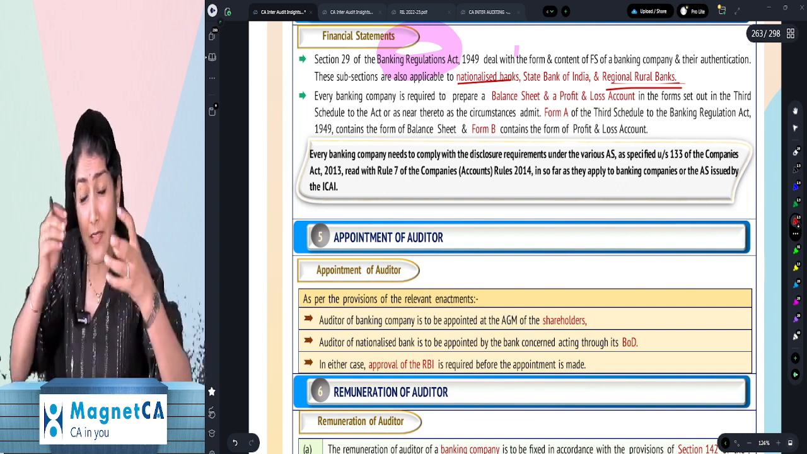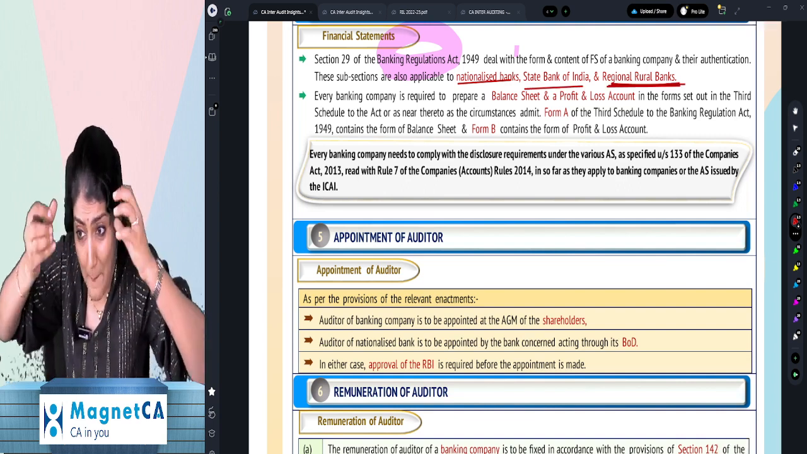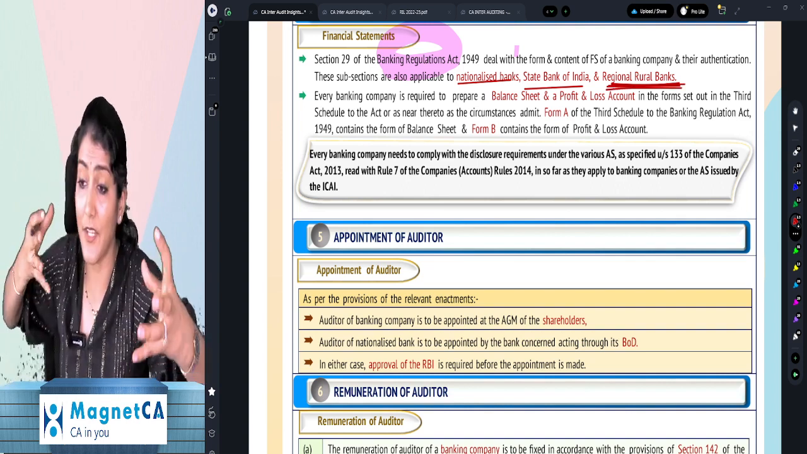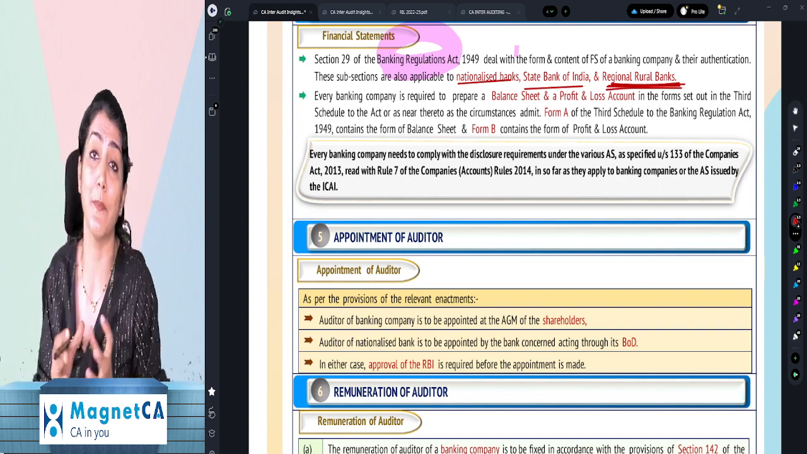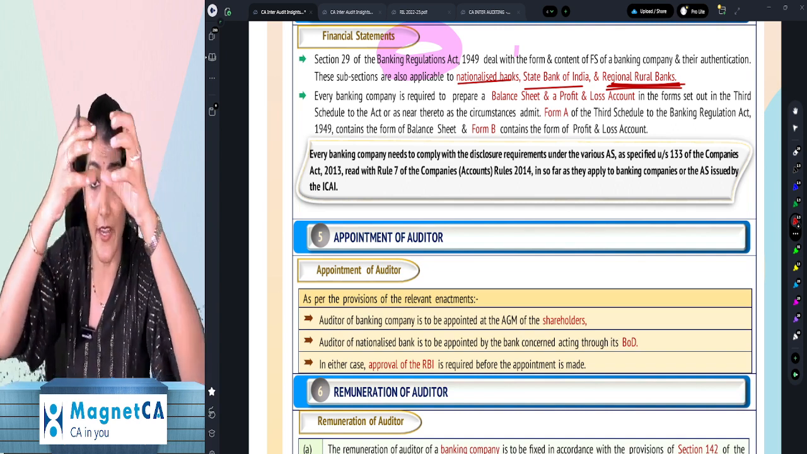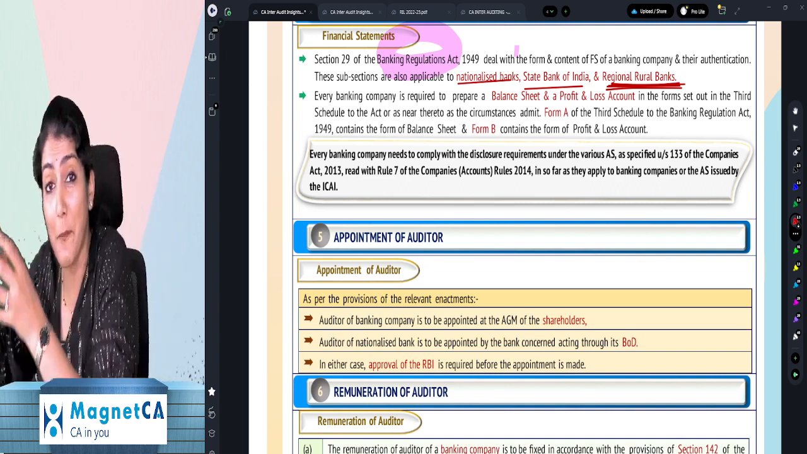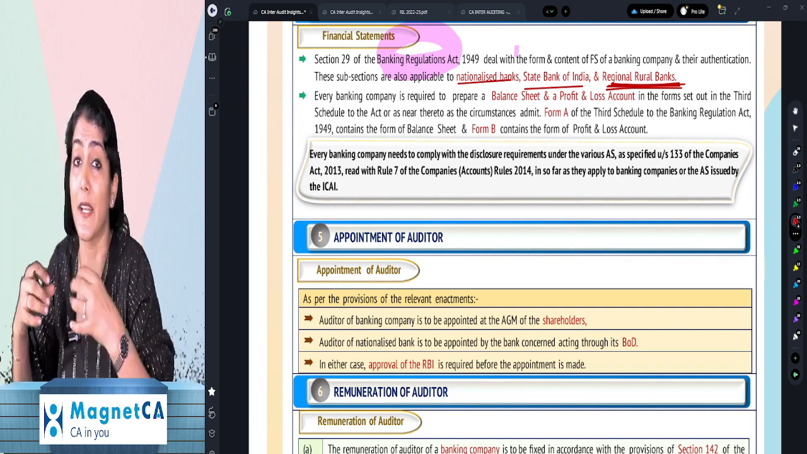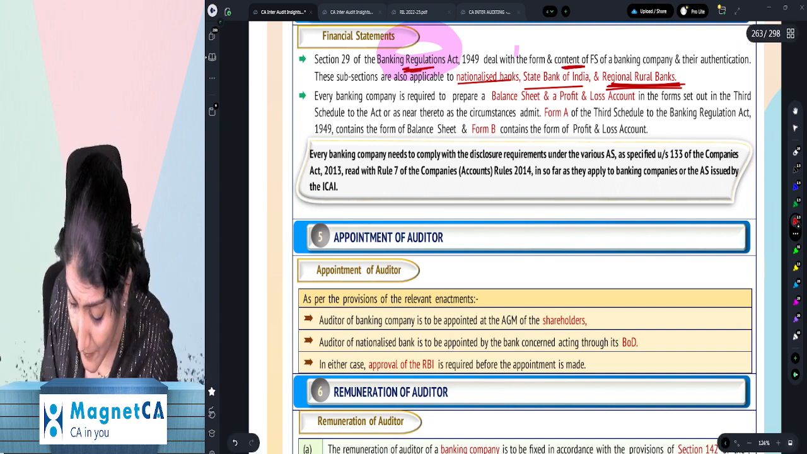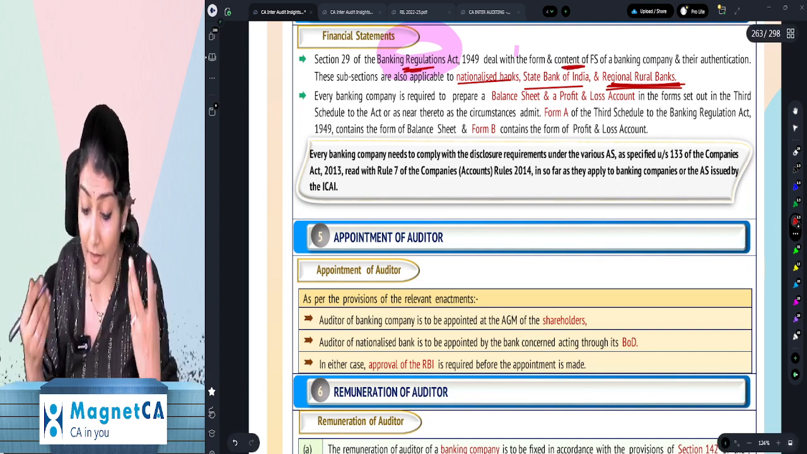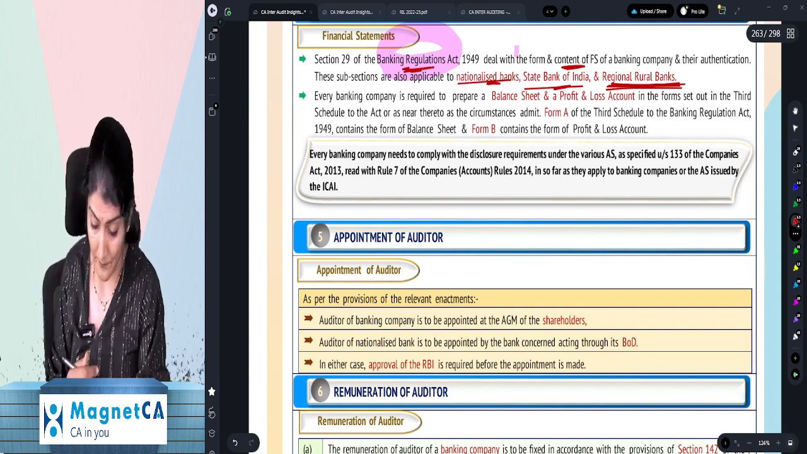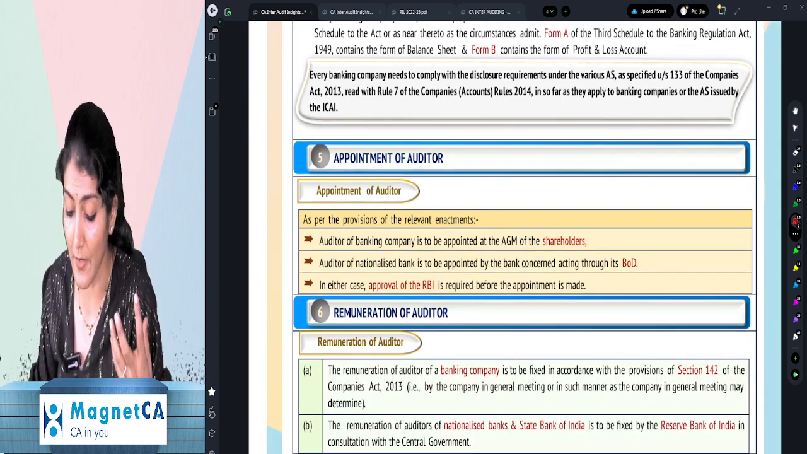Yes. And this is the programming which I want your brain to do whenever you study any chapter. Ask yourself, what question can be made from this? What theory question can come, what wholesale question can come, what retail question can come, and what micro MCQ level question can come. The Banking Regulation Act gives the format for the preparation of financial statements, and it is applicable to nationalized banks, State Bank of India and the RRBs. So it talks about the balance sheet and the profit and loss.